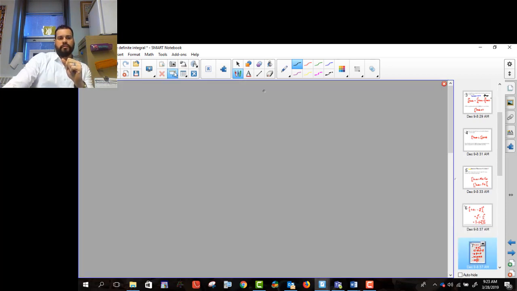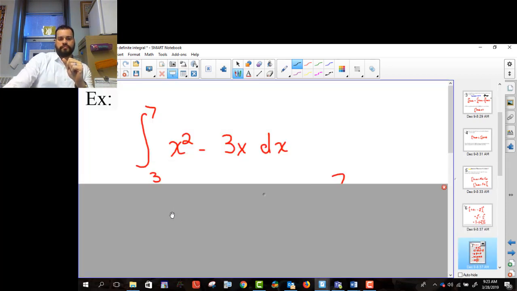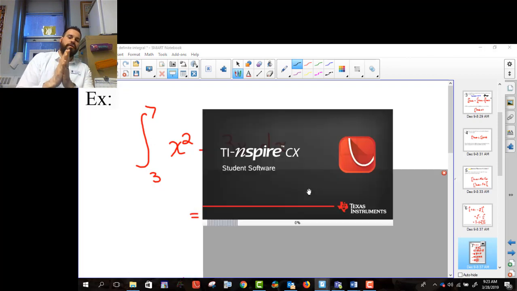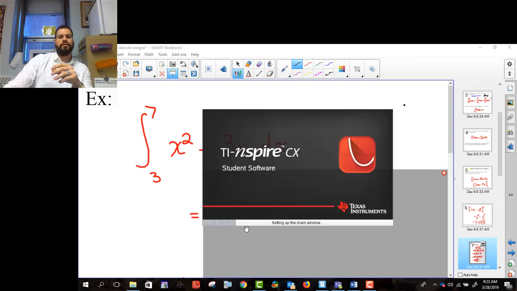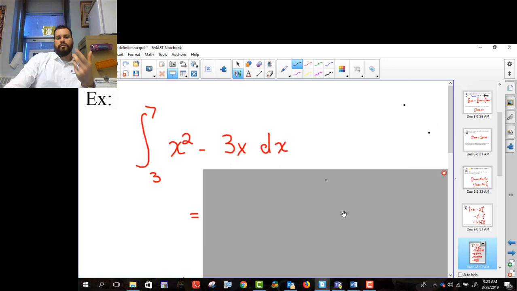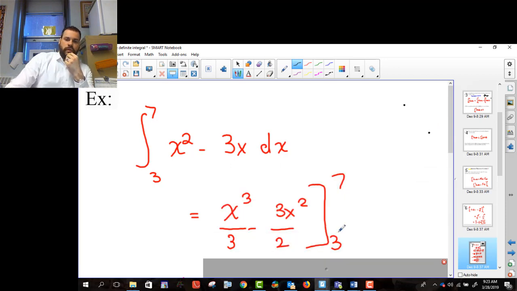So here's another example. First off, we're going x squared minus 3x dx, and we're going from 3 to 7. So we're going to integrate first. The integral of x squared is x cubed over 3. The integral of minus 3x is minus 3x squared over 2. And then we write from 3 to 7.